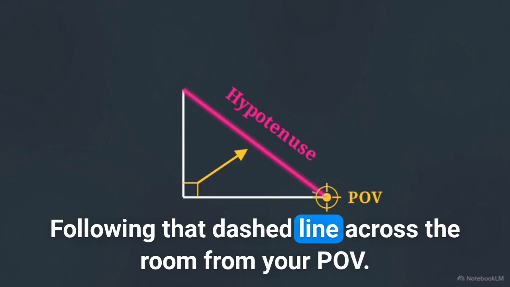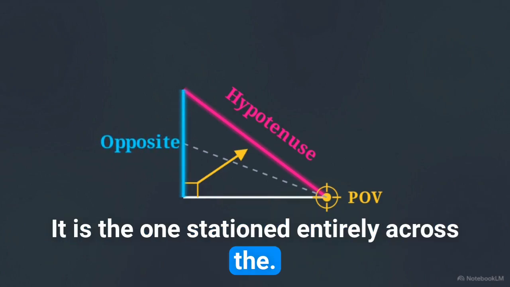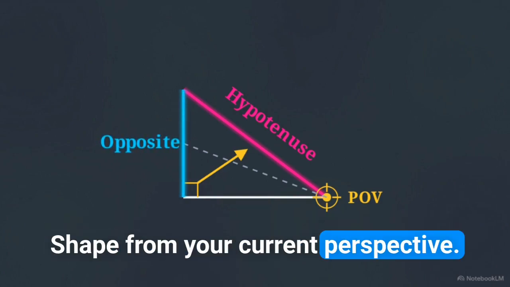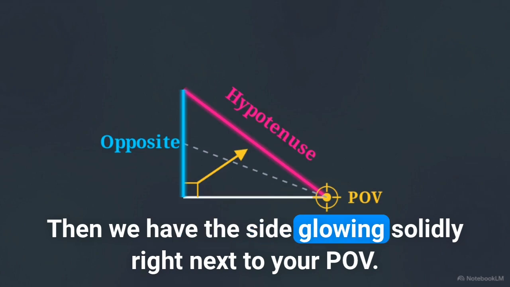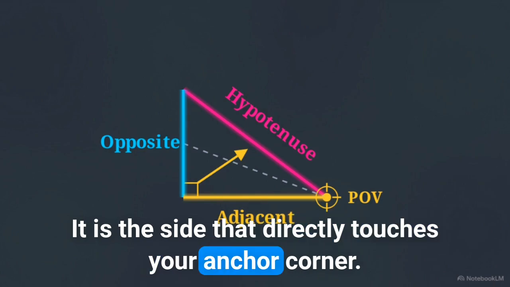Following that dashed line across the room from your POV, we hit the far side. This is called the opposite side. It is the one stationed entirely across the shape from your current perspective. Then we have the side glowing solidly right next to your POV. This is the adjacent side. It is the side that directly touches your anchor corner.